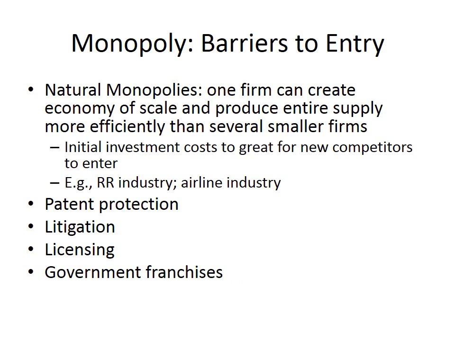Now, we want to go over just briefly the various barriers to entry that are created that prevent new entrants from coming into an industry. Natural monopolies is the first of them. One firm can create an economy of scale that produces the entire supply more efficiently than several smaller firms. That's what we've been saying all along. We've used many examples of this. What that means is that by reducing production levels, they can artificially inflate the price above average total cost.